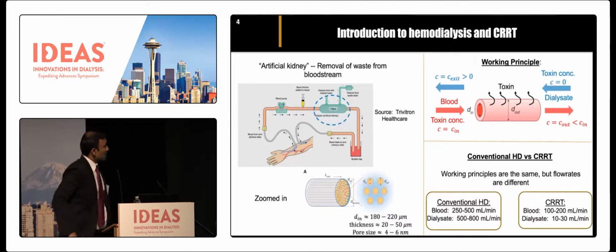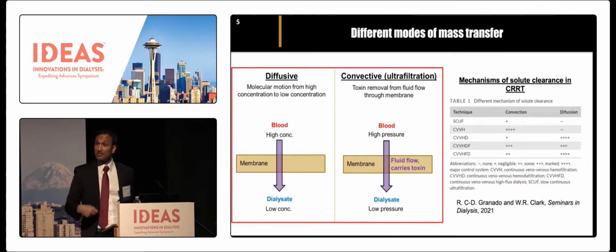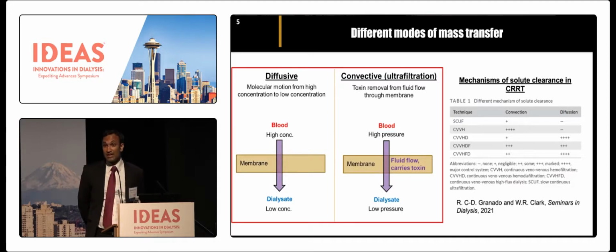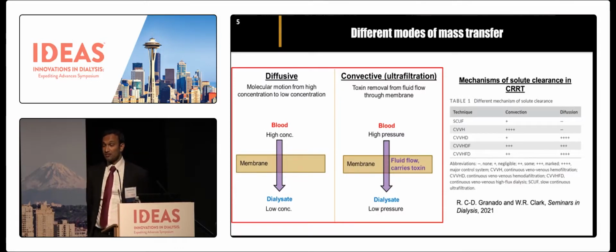So when toxins are being removed from the bloodstream, they're removed by two different mass transfer mechanisms. One is diffusive mass transfer, which is molecular motion from regions of high concentration to regions of low concentration, for example, toxin moving from the blood to the dialysate side. Another mechanism is convective mass transfer, which occurs when there's a difference in pressure between the blood and dialysate compartments. Since the membrane is leaky, fluid moves through the membrane, and when the fluid moves through the membrane, it can drag some solute with it.